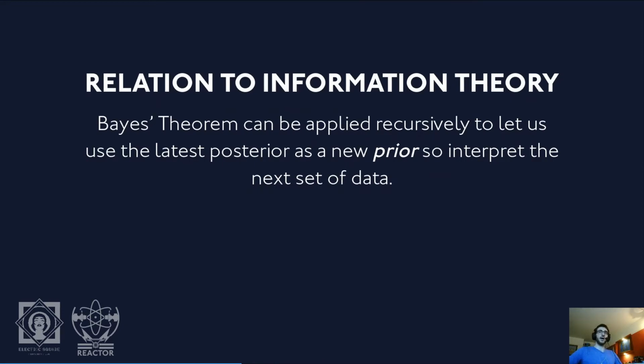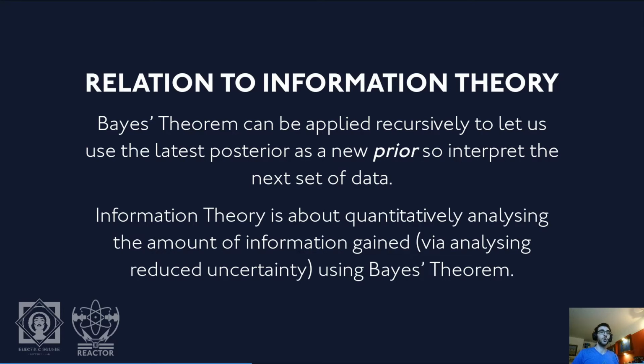So, how does this then relate to information theory? Essentially, we can apply it recursively to let us use the latest posterior, so the latest information that's come in, and we can then use that information as a new prior to interpret the next set of data. And information theory is all about quantitatively analyzing the amount of information we gained by looking at the reduced uncertainty we get when we receive that information, and we do that using Bayes' theorem.